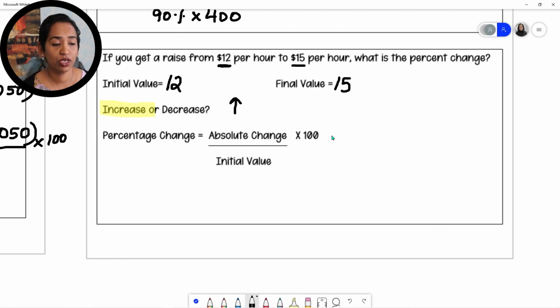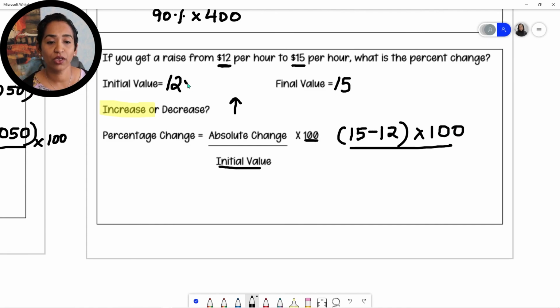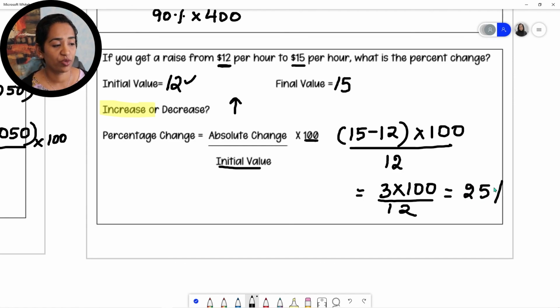Percentage change. Remember how I find percentage change? Final minus initial. So final value minus initial value, times 100 divided by my initial value, 12. So it's 3 times 100 divided by 12, which is 25%. Okay?